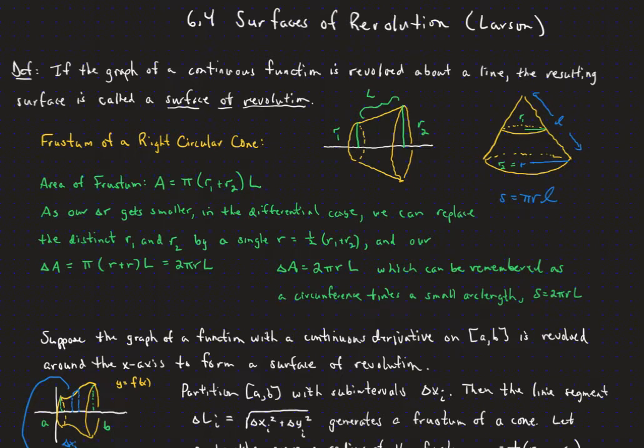So our definition: if the graph of a continuous function is revolved about a line, the resulting surface is called a surface of revolution. We've seen solids of revolution before in our work in AB calculus, where we found the volume of solids of revolution. Now we're just talking about that kind of shell, the outside part, the area.